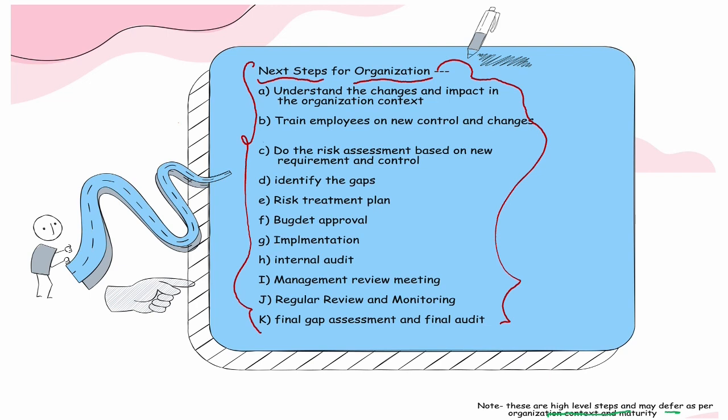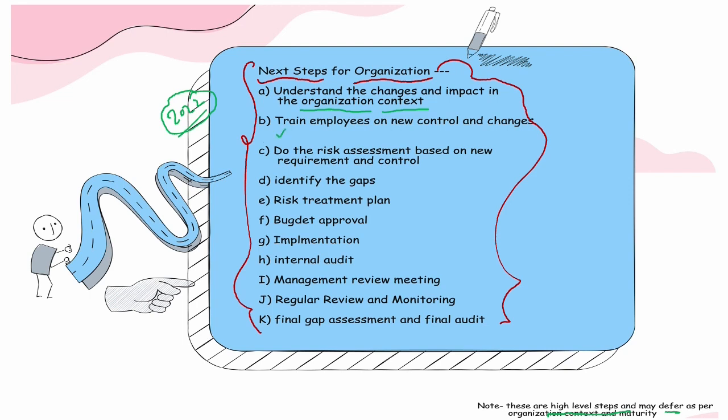First, understand the changes and impact in the organization context. Every organization has to see what those controls are, and understand the basic changes in this 2022 standard, which was released on 25th October. The most important point is that this is as per the organization context. We have to see what impact it has, and how to address those controls and new requirements as per the organization context.